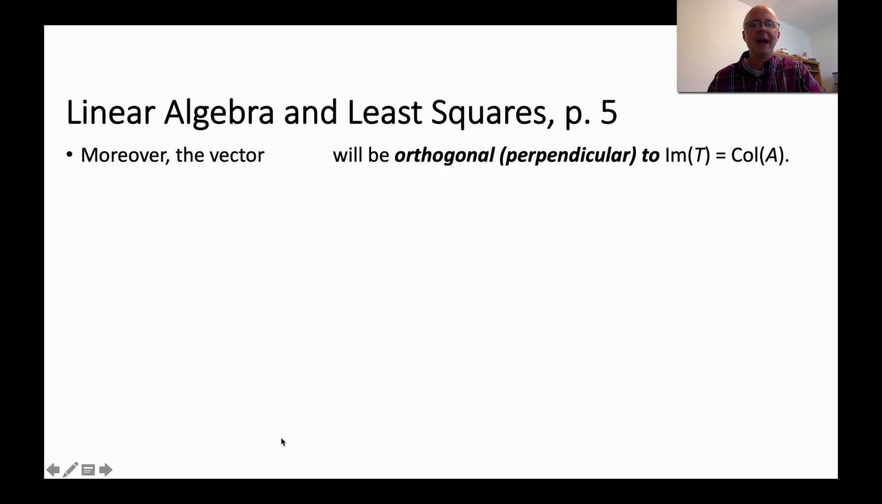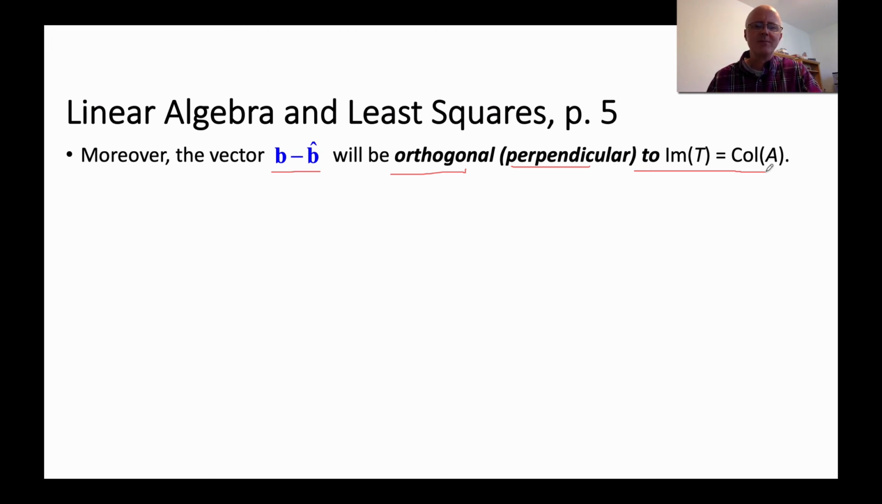Two more slides here, hang on. Moreover, the vector B minus B hat will be orthogonal, perpendicular, to the column space of A, which is the same as the image of T. In fact, B minus B hat is essentially that line segment that I drew in the picture, as long as you make the arrow point in the right direction.